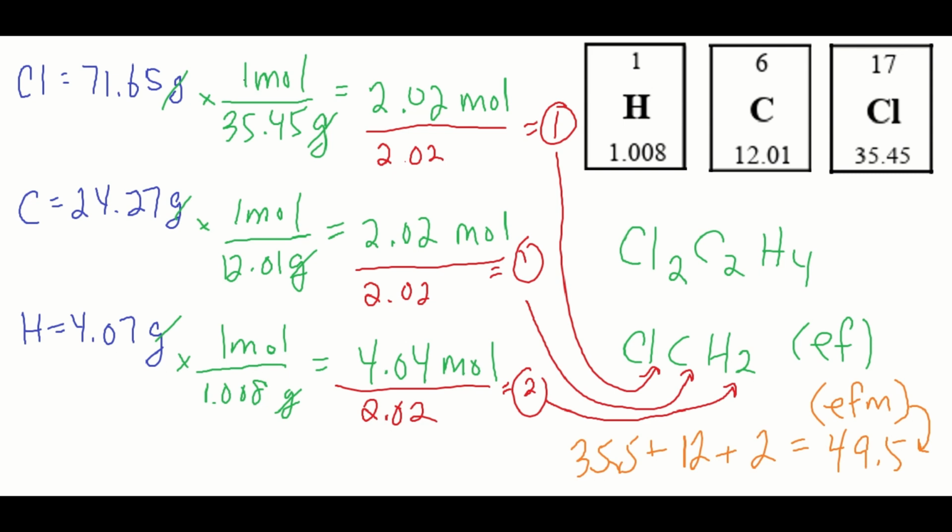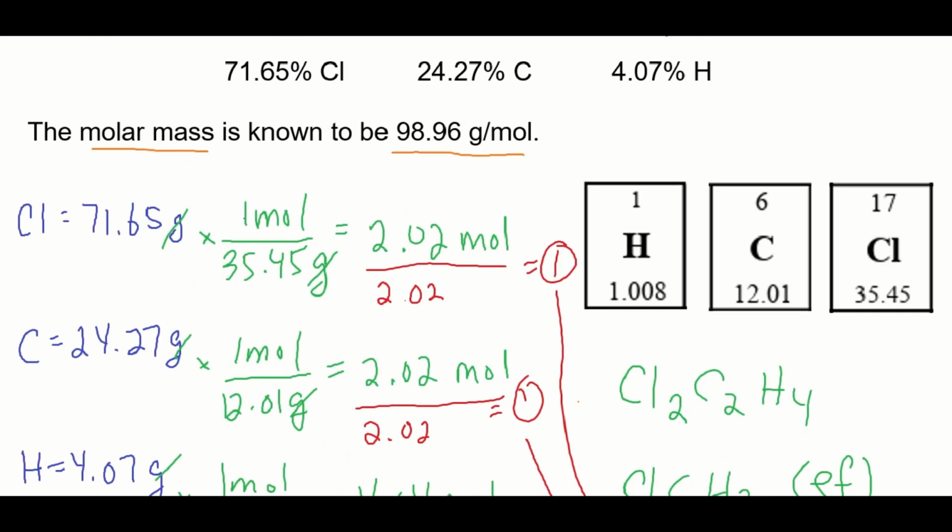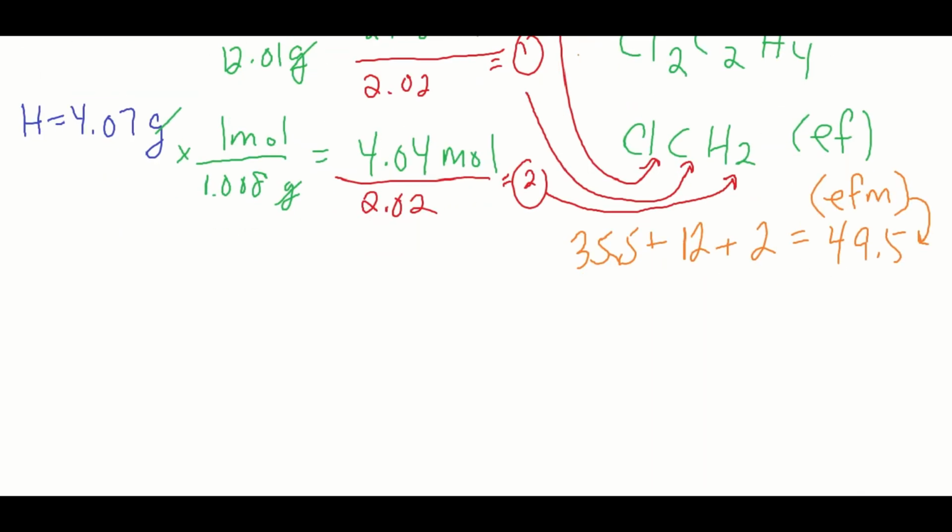So now we want to see how many times that empirical formula mass goes into the molar mass, which is around 99. So that's going to be 2 times. It's always going to go in a whole number of times because the empirical formula is the lowest whole number ratio, and the molecular formula is always a multiple of that. So the molecular formula is Cl2, C2, H4.